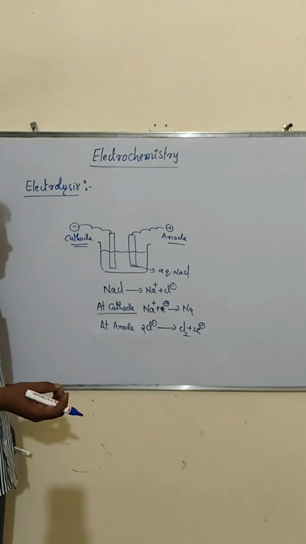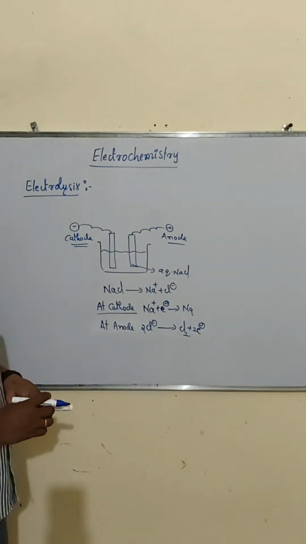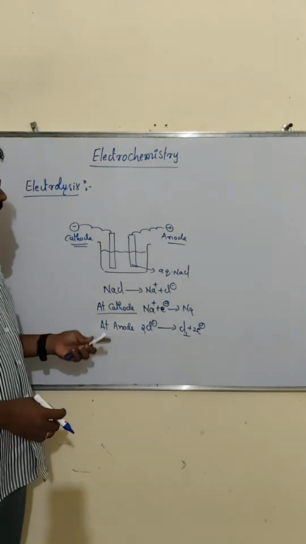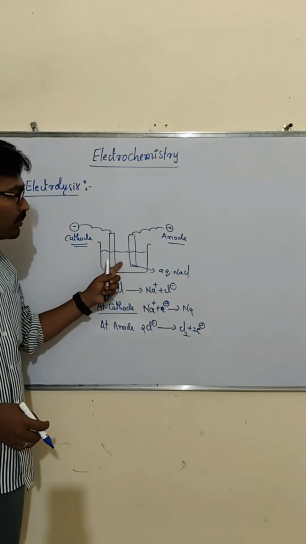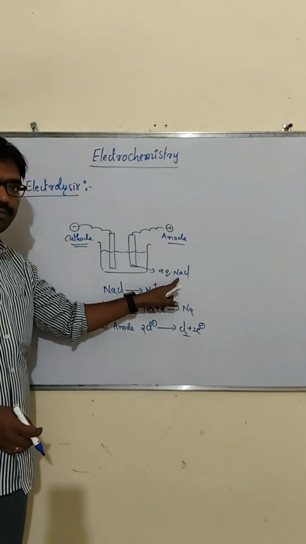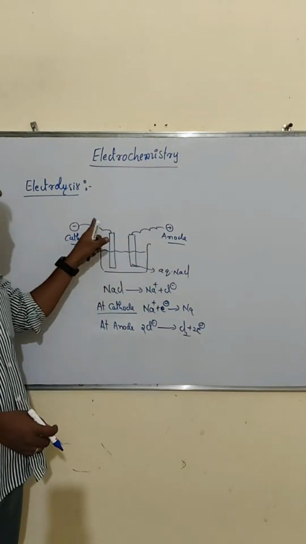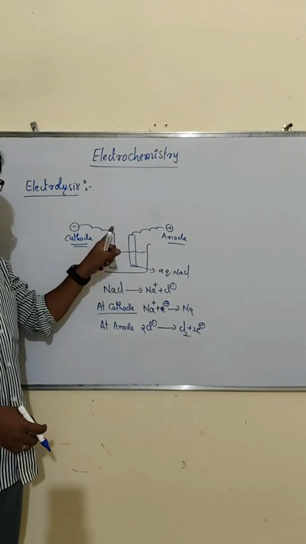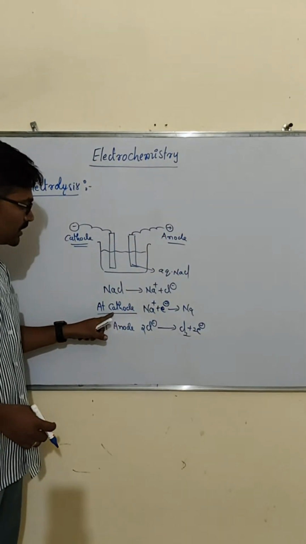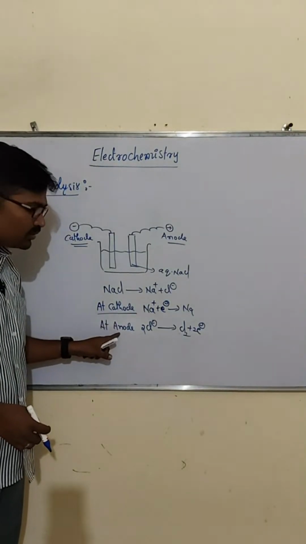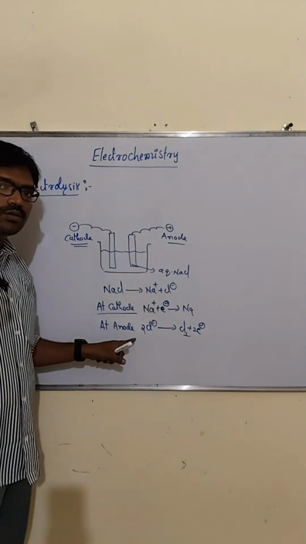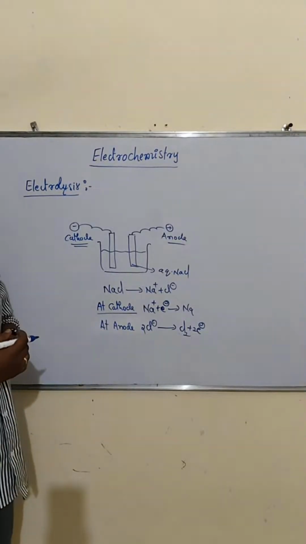So tell me, what is the electrolysis process? The process of decomposition of an electrolyte by passing electricity through it, then forming chemical substances at the cathode and anode. That process is called the electrolysis process.